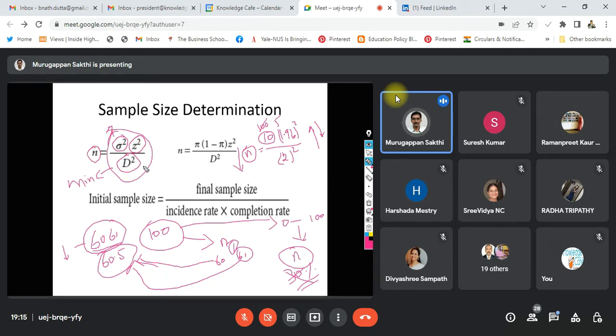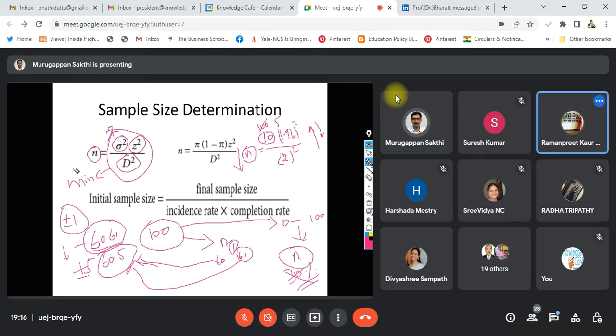Say, for example, I would like to predict the marks plus or minus 5 marks. But instead of plus or minus 5 marks, I would like to predict plus or minus 1 mark, with more accuracy. If it is an accuracy level of plus or minus 1 instead of plus or minus 5, the D value will be minimal. If the D value is minimal in the denominator, what will happen to the N? Will N go up or come down?